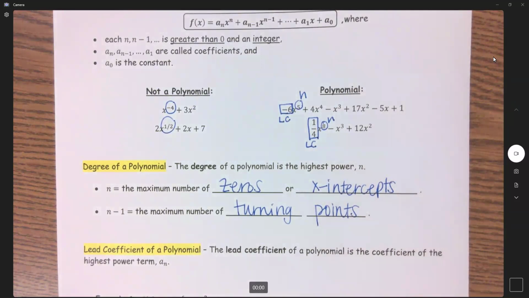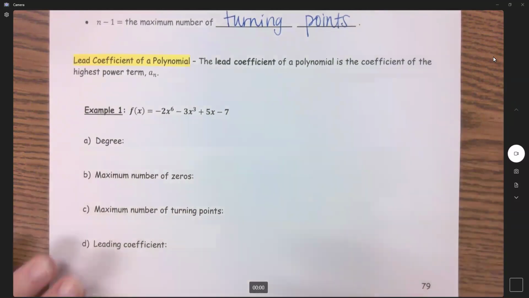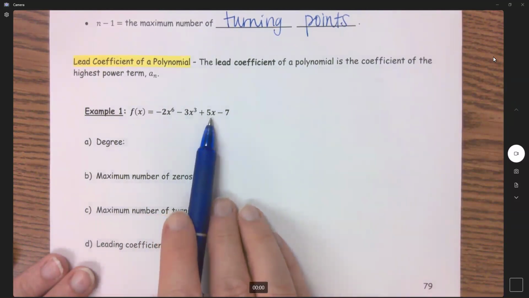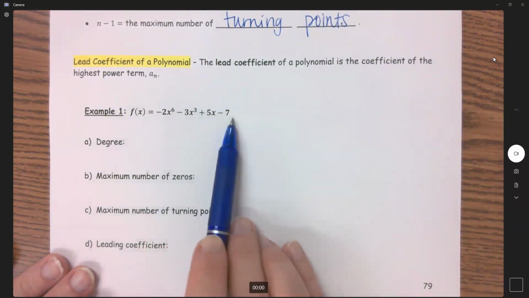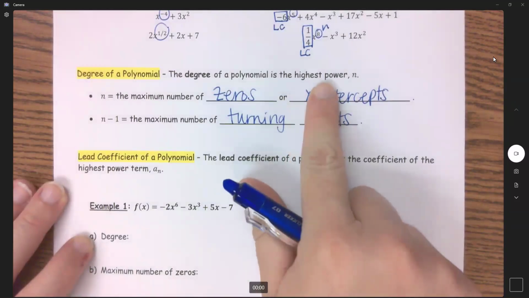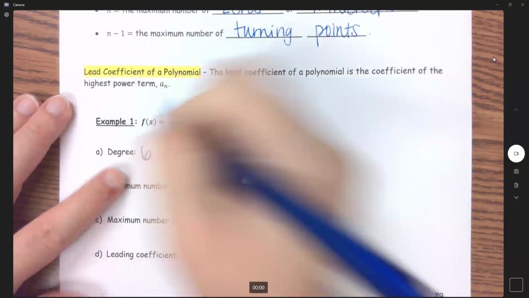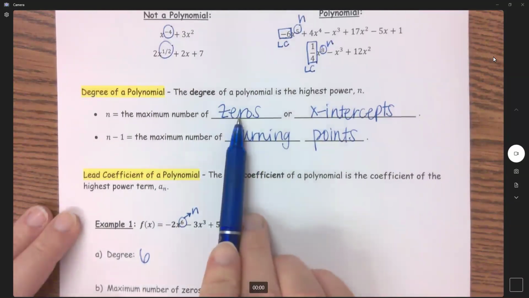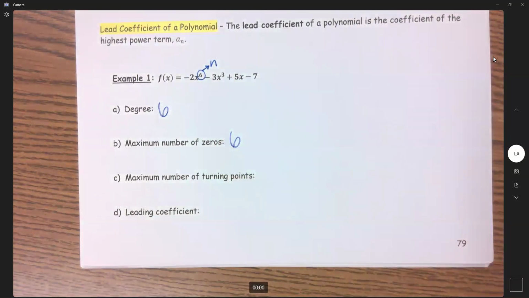Okay, so let's answer the questions that we just talked about and described here. Example 1. If we have f of x equals -2x to the 6th minus 3x cubed plus 5x minus 7. Notice it's going x to the 6th, x cubed, x, constant. So it's in descending order. First, what is the degree? So again, the degree is your highest power. So my degree here is 6. That is my n. So what's the maximum number of zeros? My zeros go with whatever n equals. So if n is 6, my maximum number of zeros is 6.